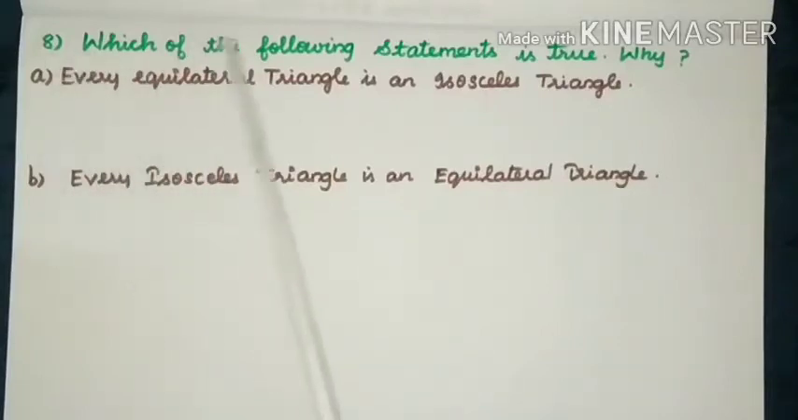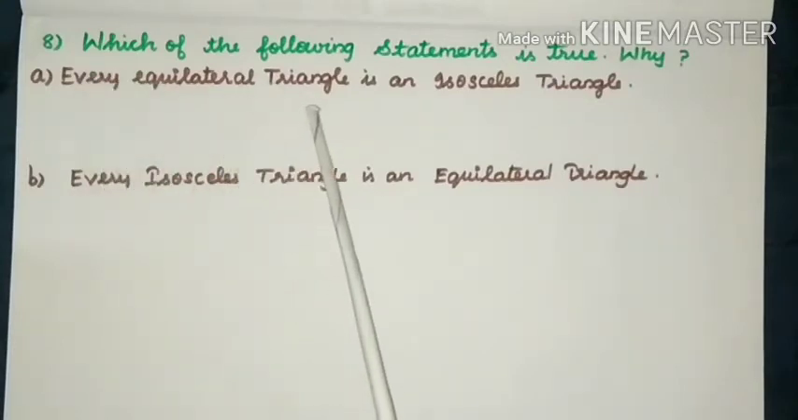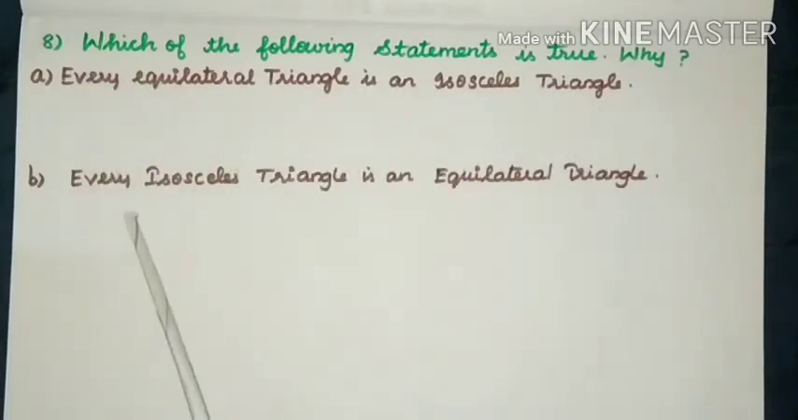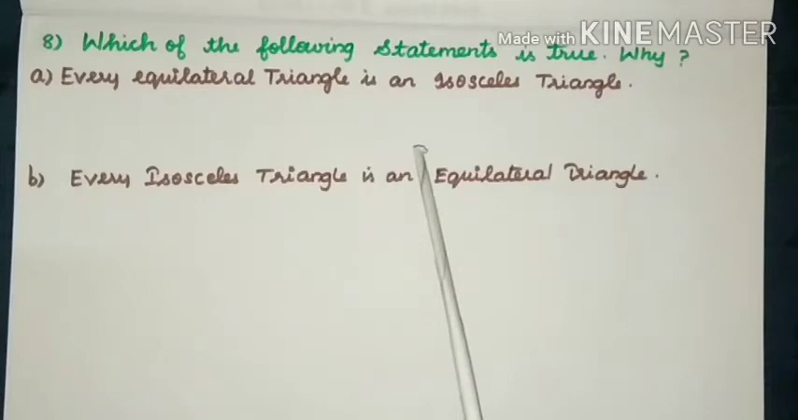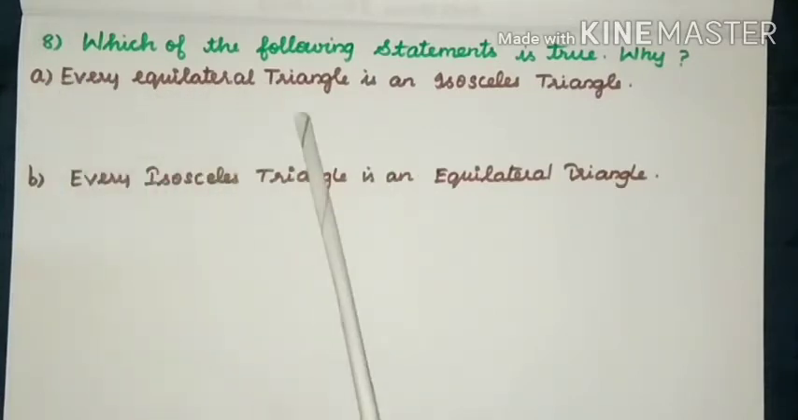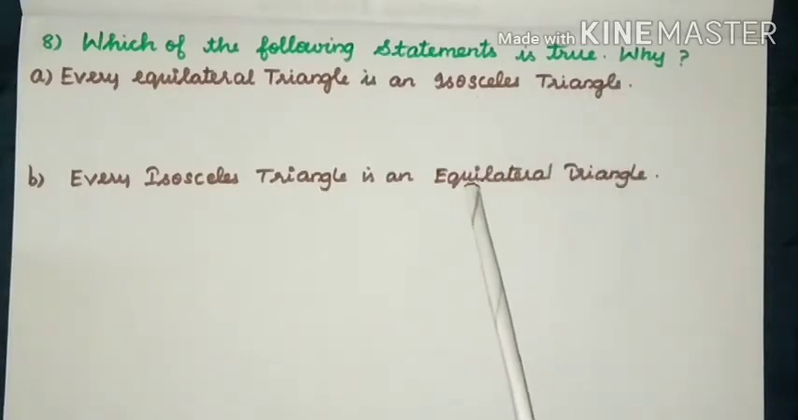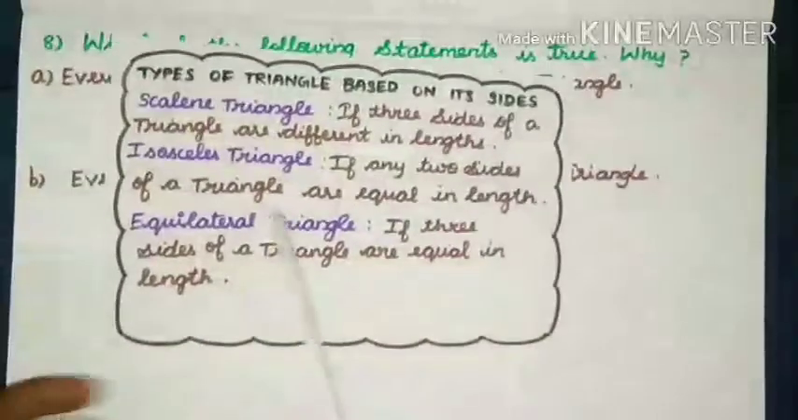Eighth one. Which of the following statement is true? Why? A. Every equilateral triangle is an isosceles triangle. B. Every isosceles triangle is an equilateral triangle. If it is true, we have to explain. See, the first statement is every equilateral triangle is an isosceles triangle. First, let's recall the definition of isosceles triangle and equilateral triangle.